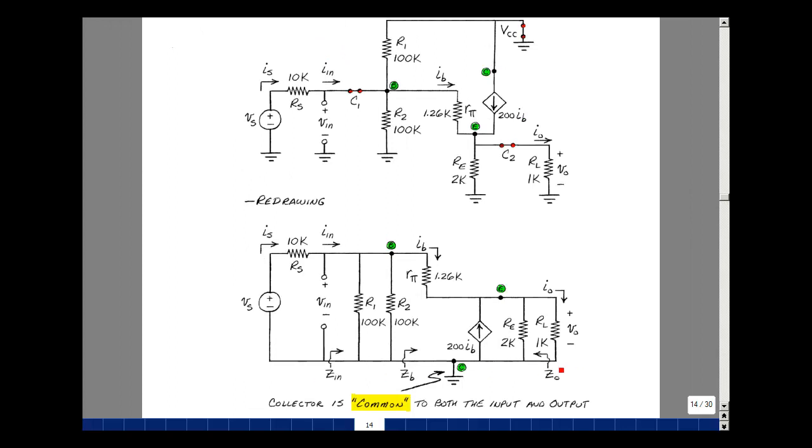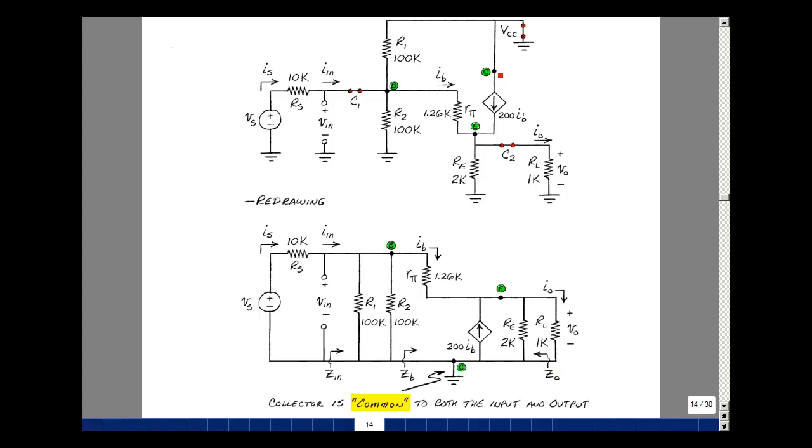Draw a common ground. Between 10K and ground I have V sub S. 10K between V sub S and the base. And then between the base and ground I've got 100K, and between the base and ground I've got 100K again from this R1. Between the base and the emitter, I've got 1.26K, R pi. And then between the emitter and ground, I've got a 2K and a 1K resistor.